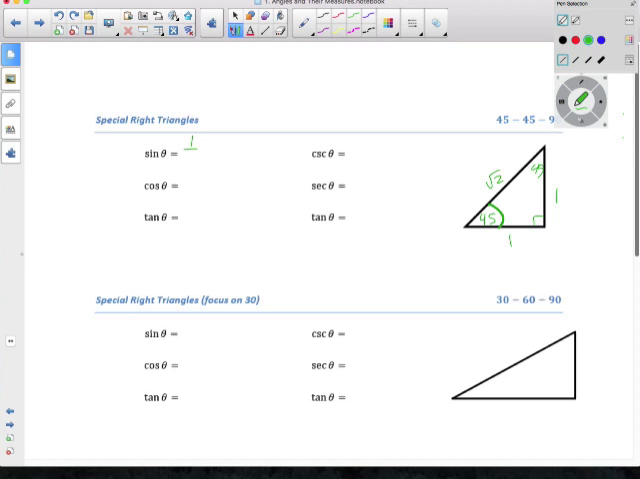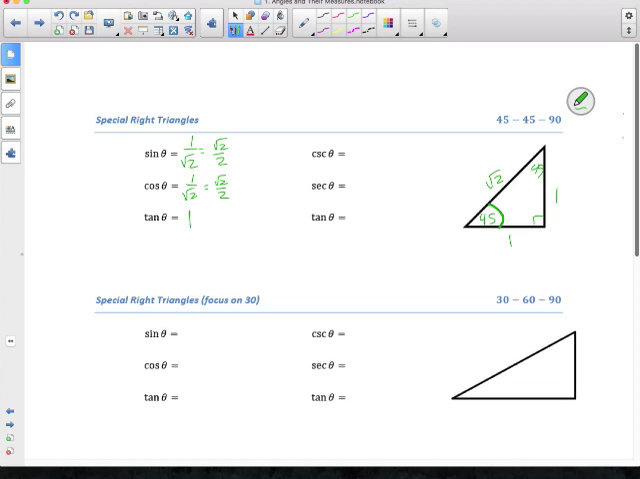I'm going to have 1 over root 2. Okay, and you have to rationalize these ones. This is the only time you have to rationalize, for me, pretty much. We do cosine of this. It's also 1 over root 2, so that's the square root of 2 over 2. Tangent is 1 over 1, so that's just 1.